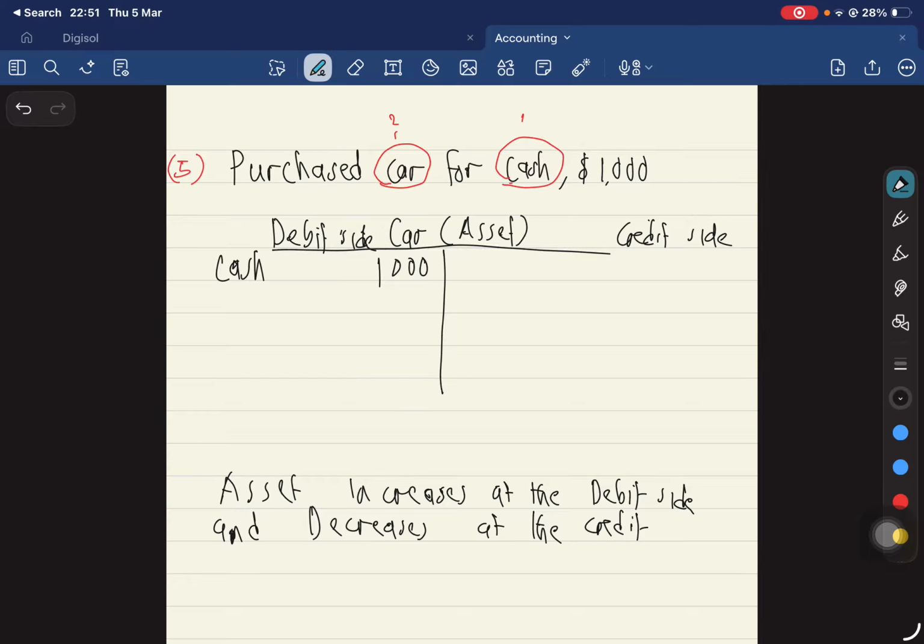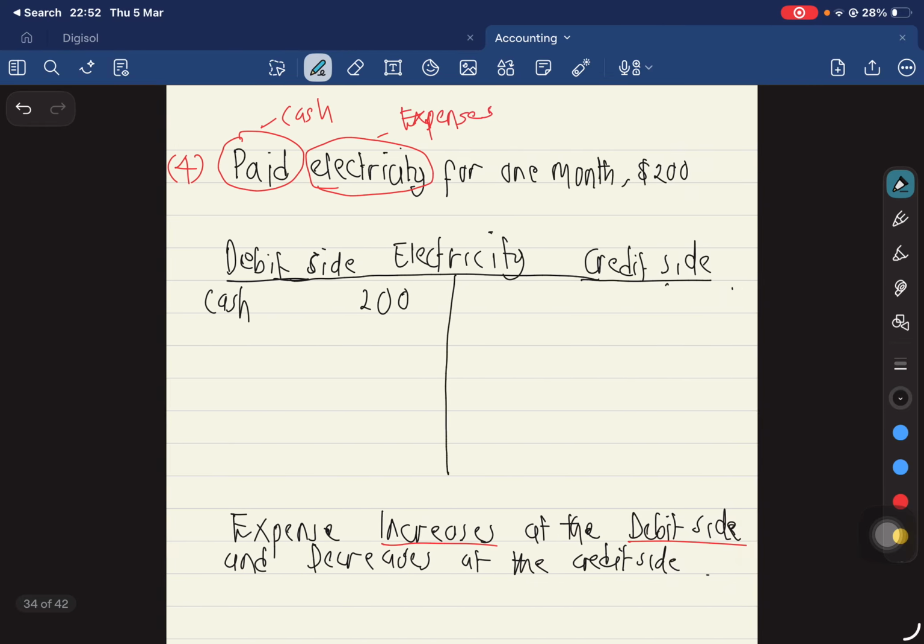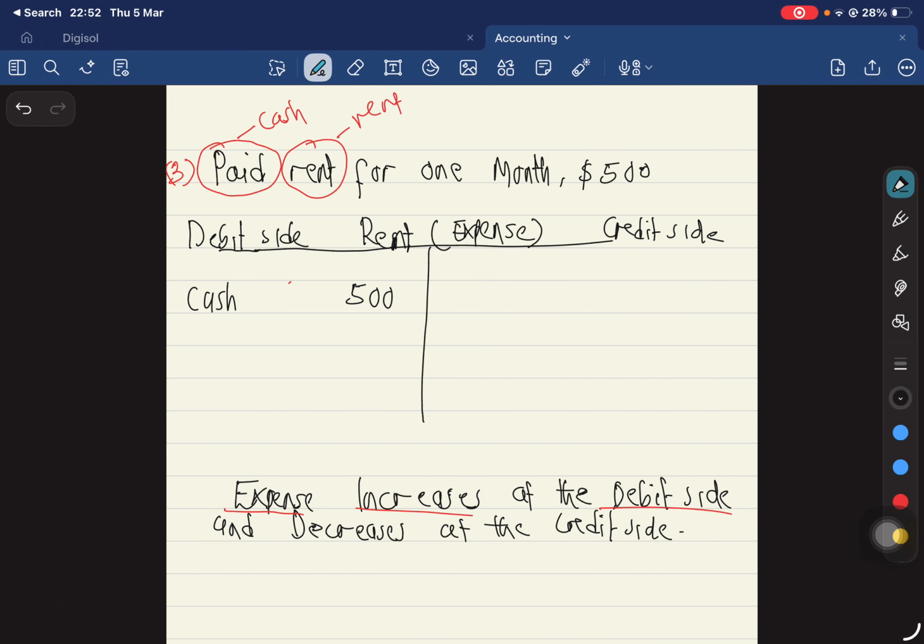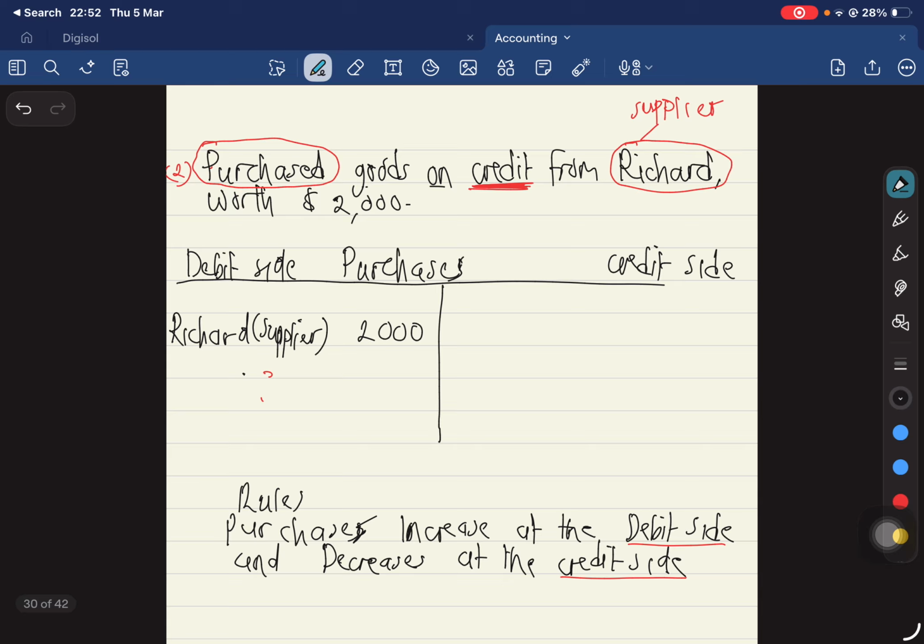So what happens to cash? The effect, what happens to cash? The cash that we have will decrease because we've taken money from our cash account, and we've used that money to buy a car. So the money that we have at our disposal will decrease. So let's go and look for the cash account.